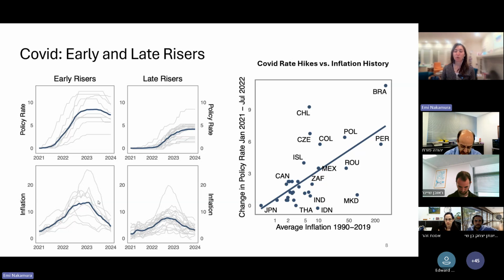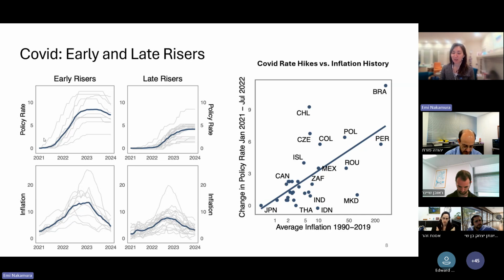So the bottom row shows inflation for the early riser versus the late riser countries. And you can see that even though they had this very aggressive interest rate response in the early riser countries, the early risers actually had a stronger surge in inflation, and that this surge in inflation was also more persistent. So that's what I'm showing you in the lower left-hand graph here, than the late riser countries, which I'm showing you in the right-hand graph here.